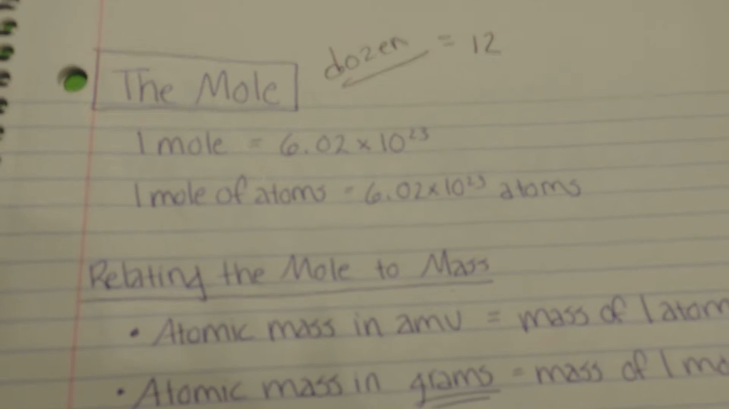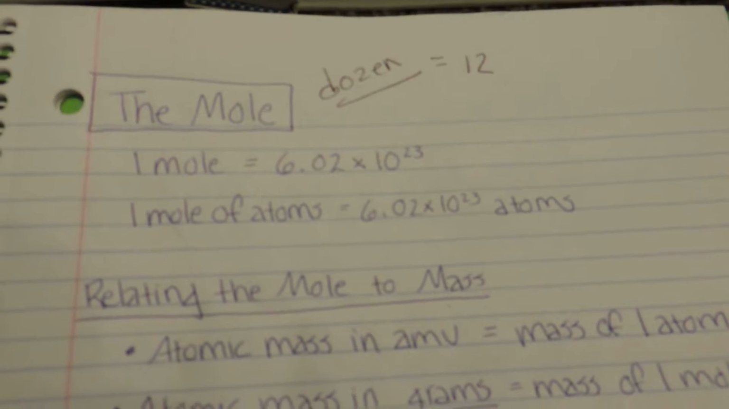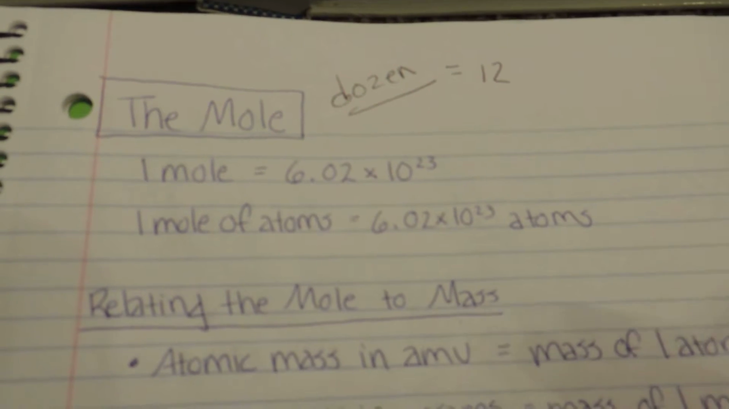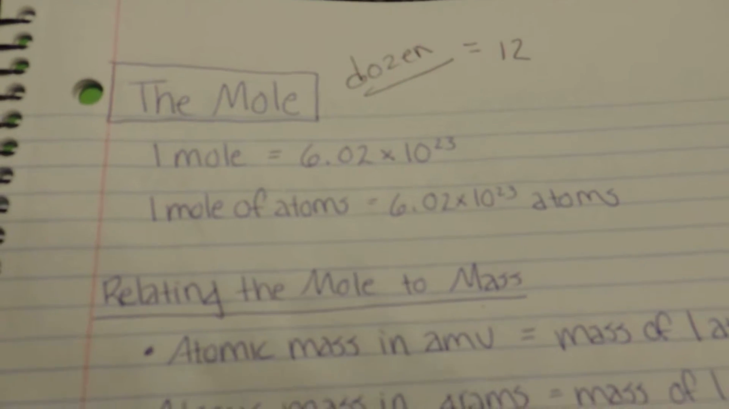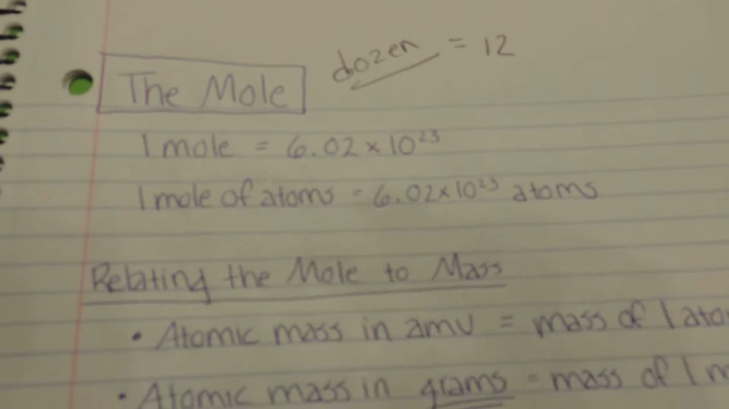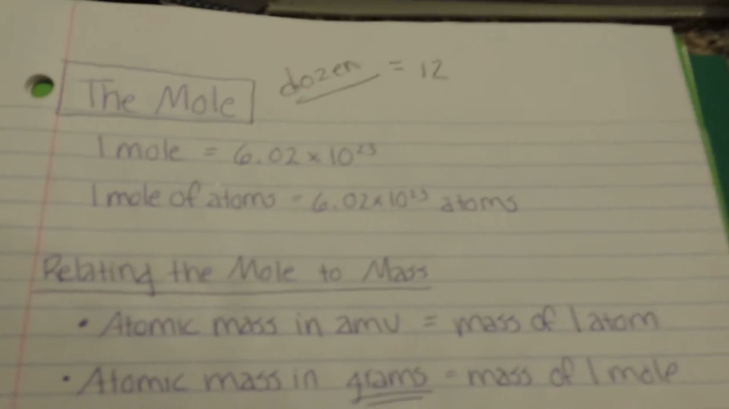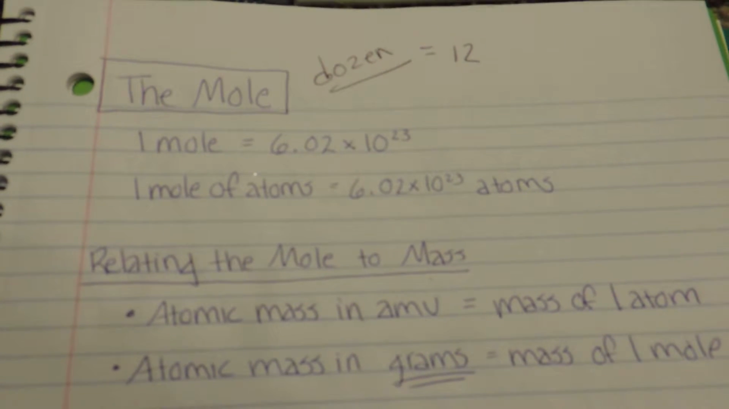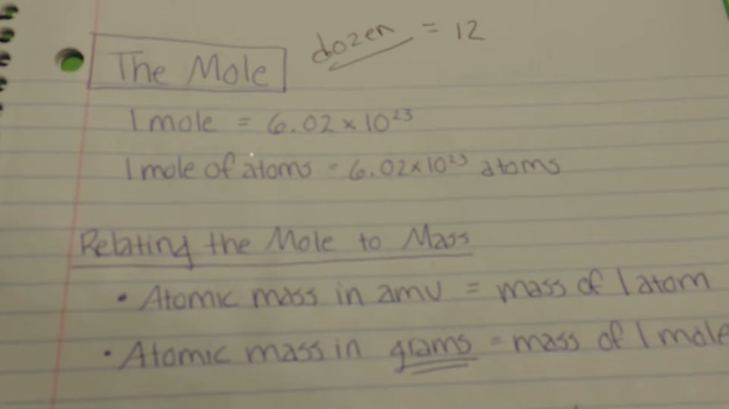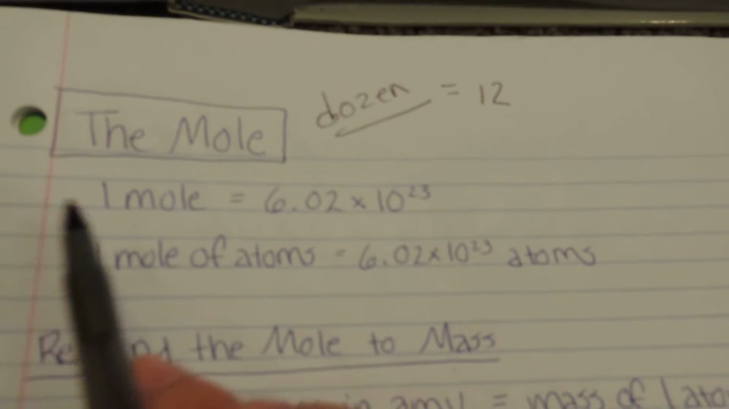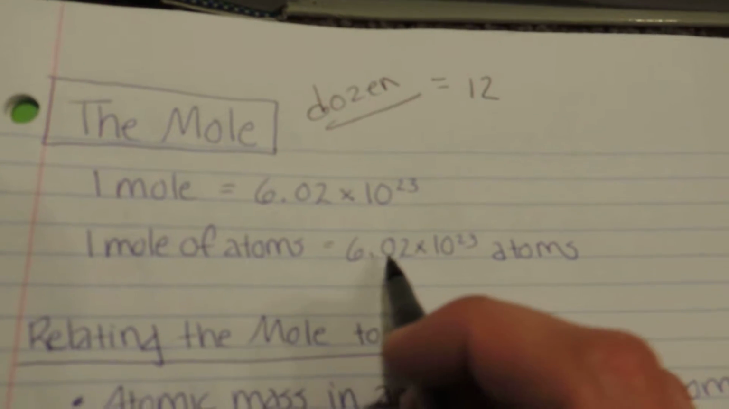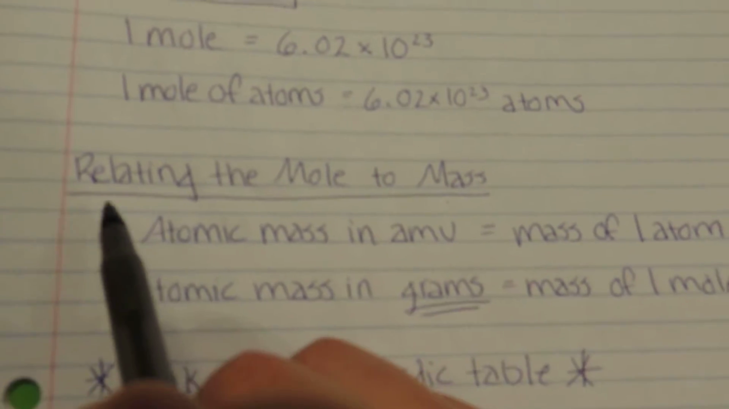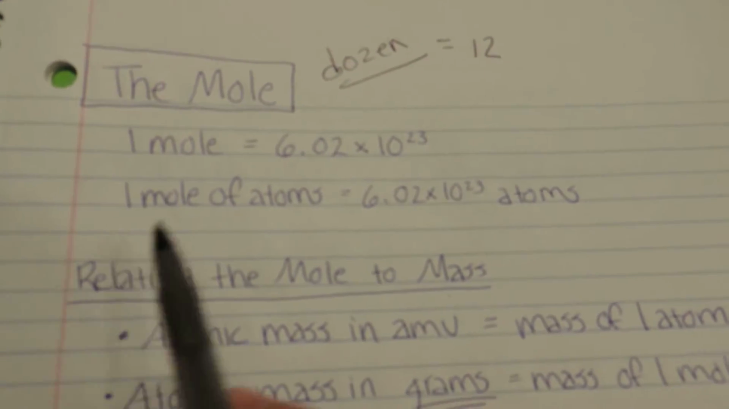So why is this important in chemistry? Well, in chemistry, we're dealing with atoms. Think about how small atoms are. Look at the tip of your pencil or the tip of your pen. Think about how many billions and billions of atoms are needed just to make up that itty bitty tip. So instead of trying to count atoms, it's way easier to use the mole to measure them. When I say I have 1 mole of atoms, it means I have 6.02 times 10 to the 23rd atoms.